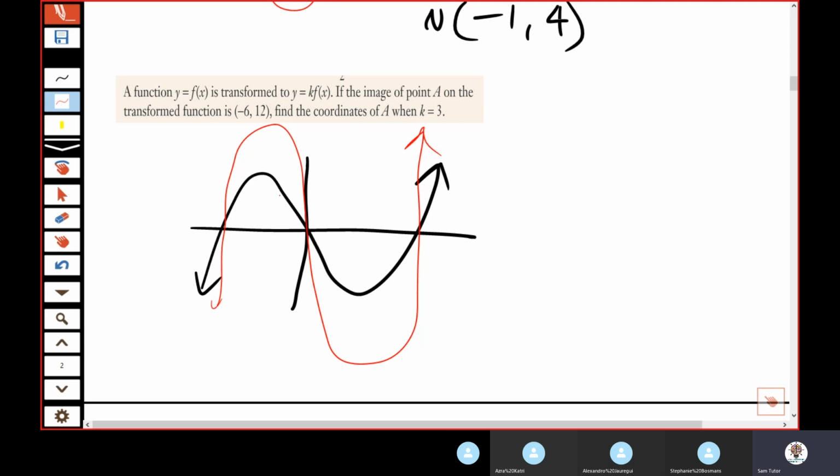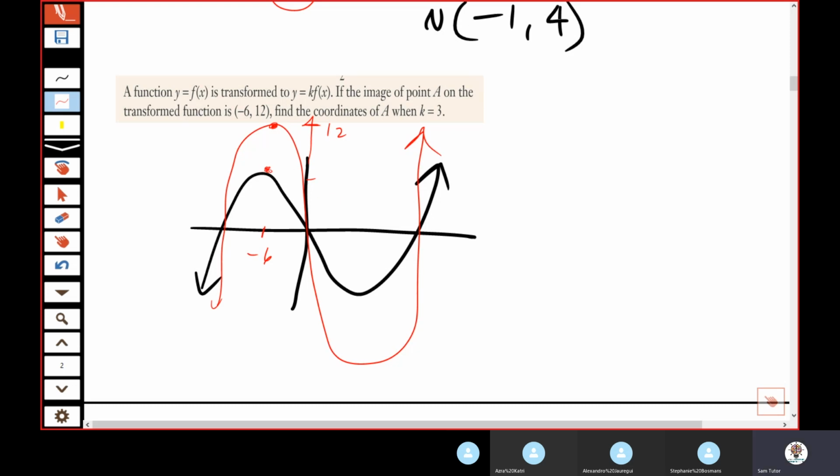If the image of point A, on the transform function, is (-6, 12). Imagine there, -6 and 12. It's so easy to see it like this. You know that it would have tripled in value to get up here. So of course, what would it have originally been?